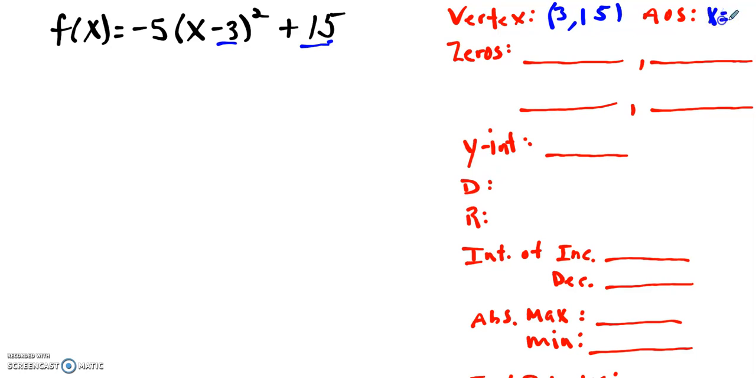Our axis of symmetry is also really easy. It's just x equals 3. It's whatever the x coordinate is for the vertex.